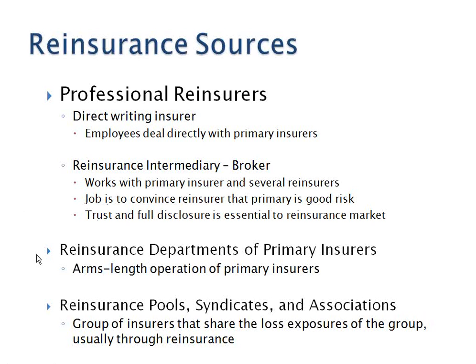So close that back up. So the other types, I kind of skipped over direct writing insurers. It's employees that deal directly with the primary insurers. It might be another one. Again, you're probably not going to see that. You're going to see the broker as being the primary. You also have reinsurance departments of primary insurers.